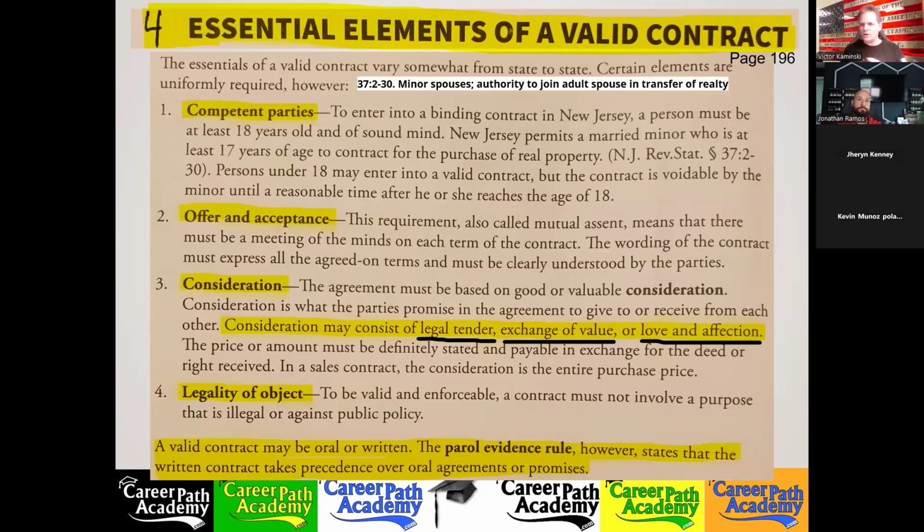There's no such thing as a verbal agreement to sell real estate. It's illegal in New Jersey. It needs to be in writing. However, leases can be verbal agreements that are enforceable, although they're highly advised against.